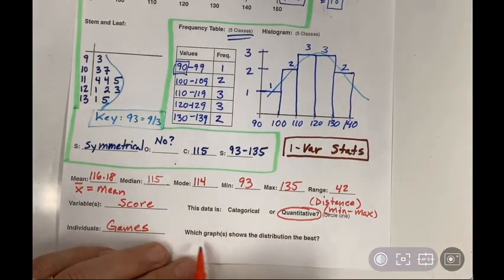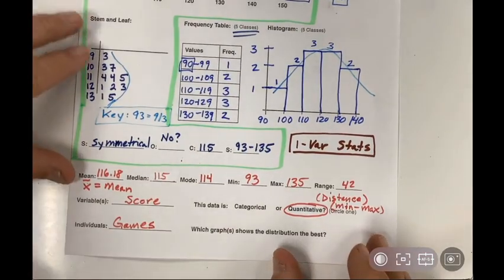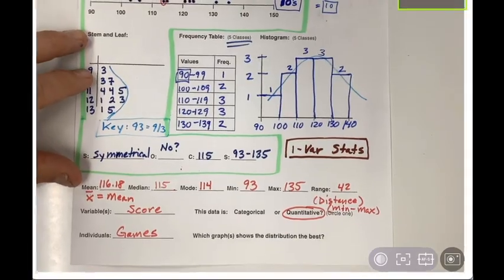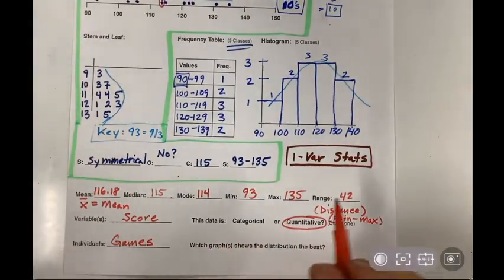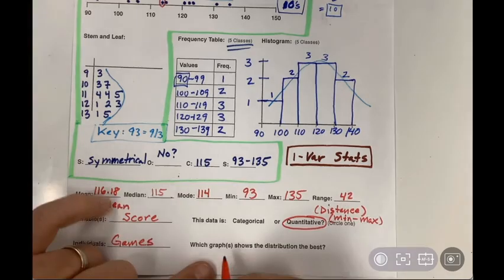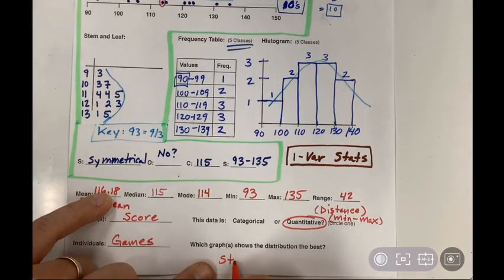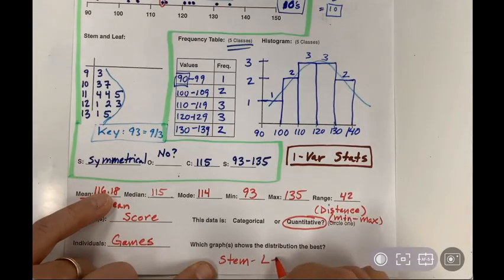Okay? Next, which graph shows the best distribution of the data? I think you could make an argument. I would argue that the histogram or the stem leaf plot are your choices, but I'll just say stem leaf just because I like the way this one is nice and tidy. But in this case, you've now learned how to do all three graphs. We're going to pick up our fourth graph.